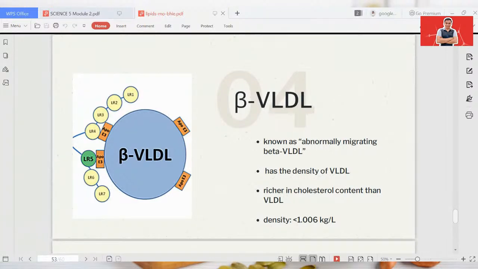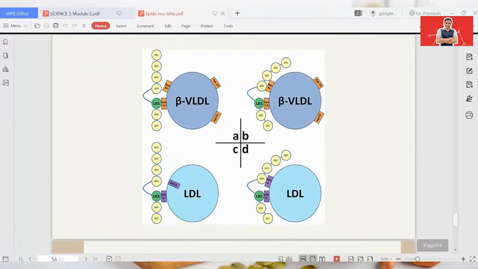Tapos, sa picture nun, ang beta VLDL in terms of sa electrophoresis, it co-migrates with the LDL, which explains that picture kasi same di ba sila ng parang electrophoretic mobility. Yun lang. Thank you.